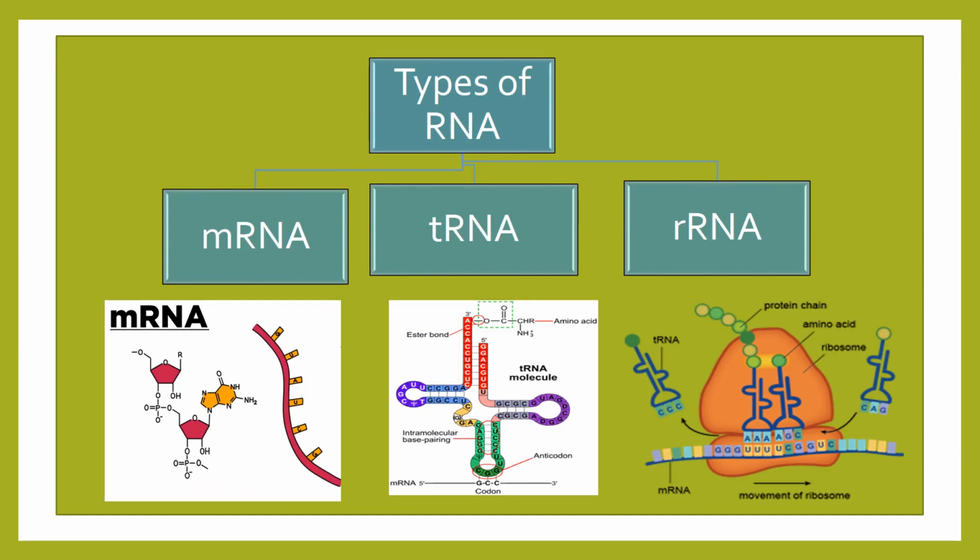The 3 major types of RNA, depending upon their function and role in the cell, are messenger RNA, which is known as mRNA, that carries the information from the DNA to the ribosomes. The second type of RNA is the transfer RNA, which is known as tRNA. It transfers the amino acids from the cytoplasm to the ribosomes. And the third type of RNA is the ribosomal RNA, which is known as rRNA. It, along with certain proteins, makes up the subunits of ribosomes.